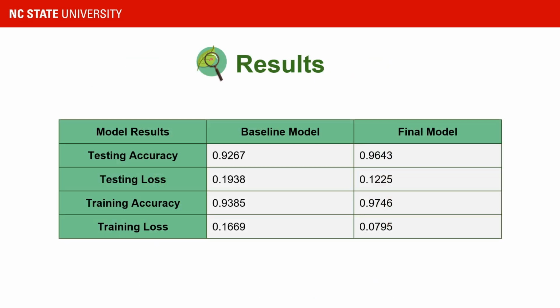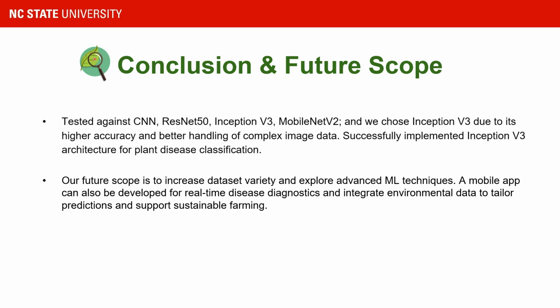You can also compare the results: we improved training accuracy from 92% to 96% and testing accuracy from 93% to 97% from the baseline model to our final Inception V3 model. Coming to the conclusion, we tested against multiple models like CNN, ResNet50, MobileNetV2, and Inception V3 architecture. Finally, we chose Inception V3 due to its higher accuracy and better handling of complex data, and we implemented it successfully.